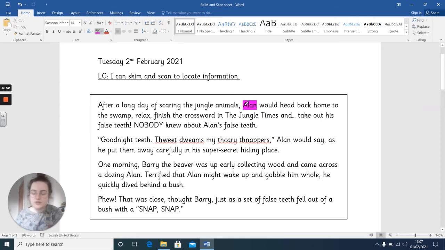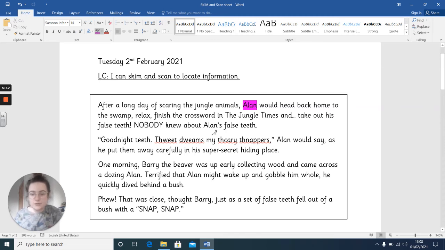Alan would head back home to the swamp. That is where alligators live. He would relax and finish the crossword in the Jungle Times and take out his false teeth. Well, this story is about the alligator's teeth, and Alan is the one that's taking out his teeth. So when he's been scaring the jungle animals, that sentence has really helped me know that Alan is the name of the alligator. So I'm going to answer that question.